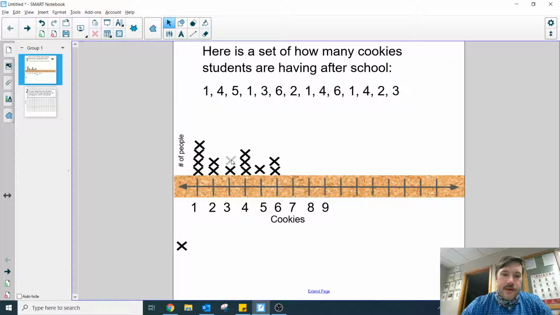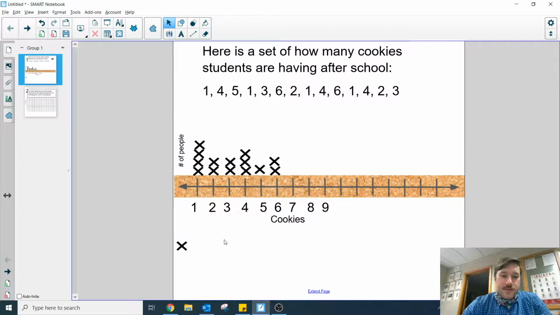Right. So I have 1, 2, 3, 4, 5, 6, 7, 8, 9, 10, 11, 12, 13, 14 data points. So I put all of this data into my line plot.